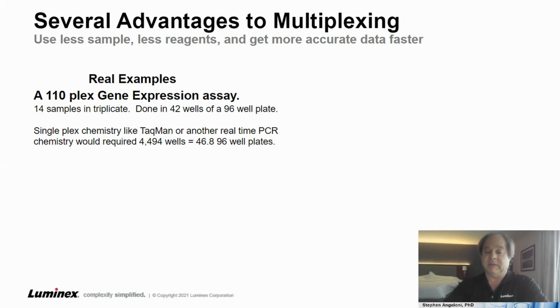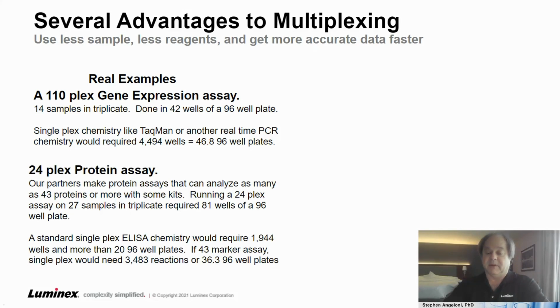But if you did the same chemistry with TaqMan or some real-time PCR single-plex chemistry, that would have been almost 4,500 wells, which is almost 47 96-well plates. On the proteomics side, this is an example of a real assay that we ran from one of our partners, and the client was running it as a 24-plex, but it could also be run as a 43-plex.